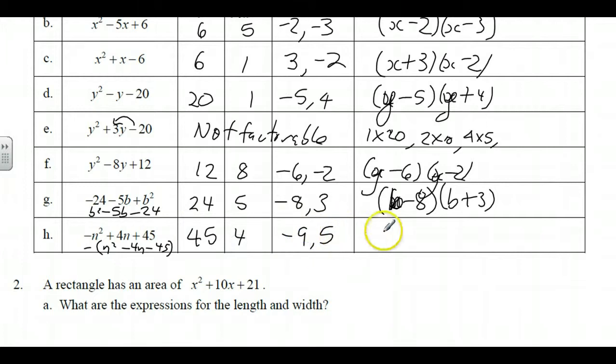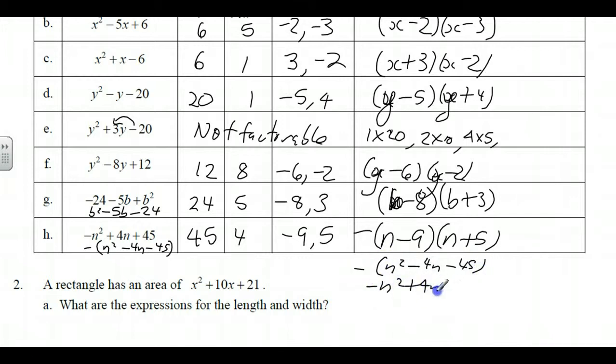They differ by 4. And it will be, so put the negative sign out front. We're going to have n minus 9, n plus 5. Okay, n squared plus 5n minus 9n will be minus 4n minus 45. So negative n squared minus 4n minus 45. Okay, and then we can change that to negative n squared plus 4n plus 45.